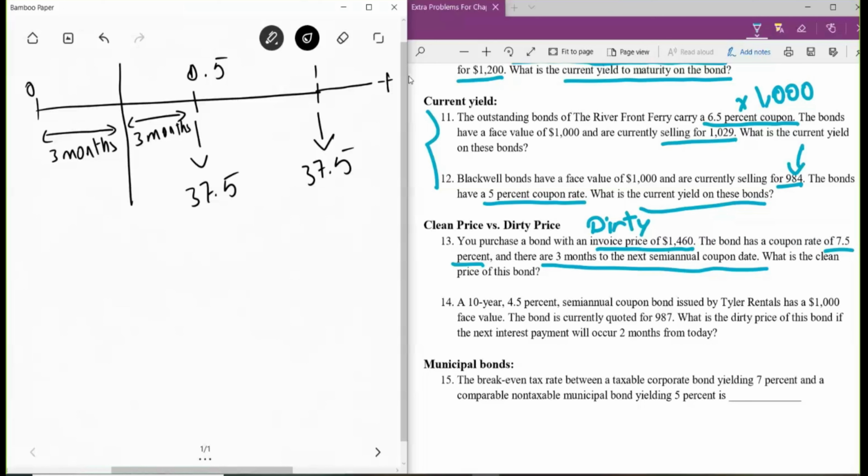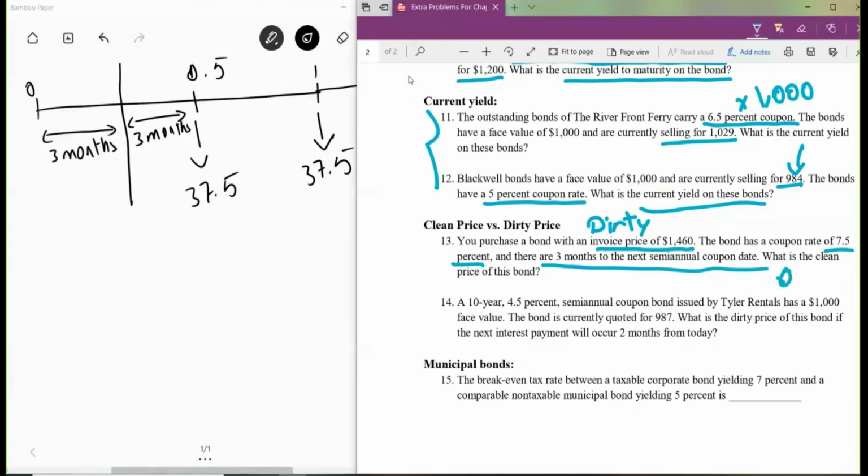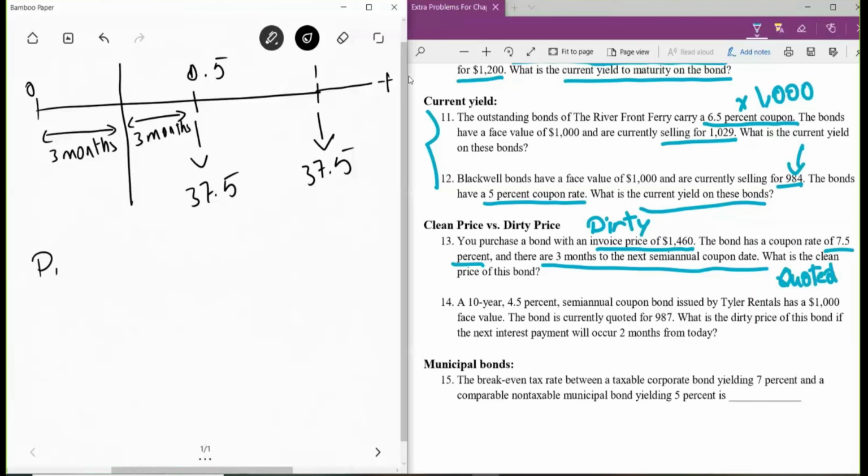So now I need to find the clean price, which is also called the quoted price. Now, the dirty price equals clean price plus the accrued interest. So in order to find the clean price, I need first to find the accrued interest.